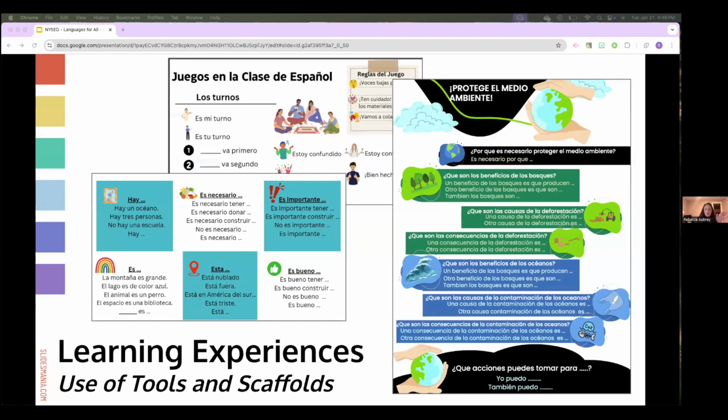So we'll put all sorts of graphic organizers in there. We have some that are for sentence frames that we're practicing, some language to use when they're playing a game with other people in class. So really think about the tools and the scaffolds that they might need.